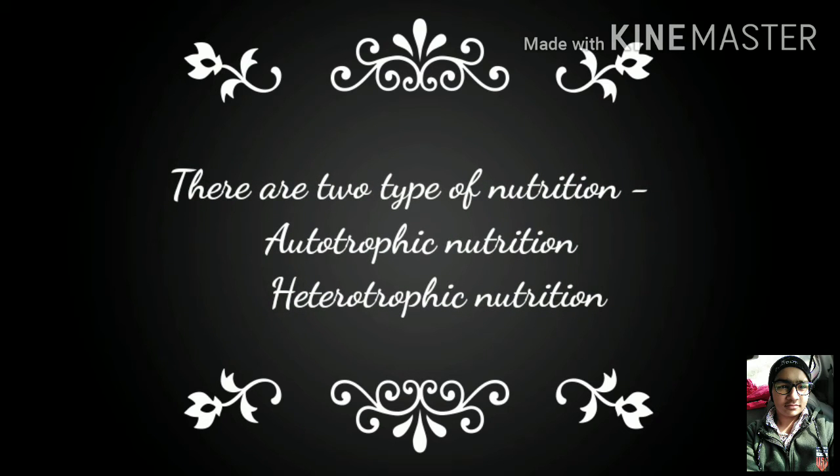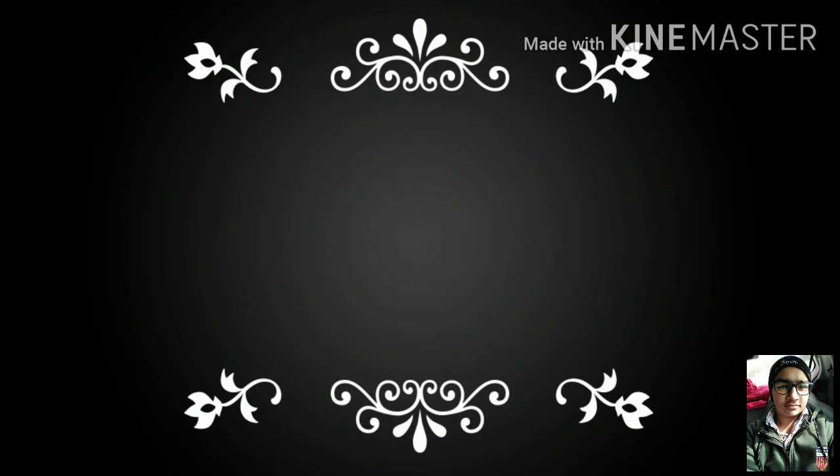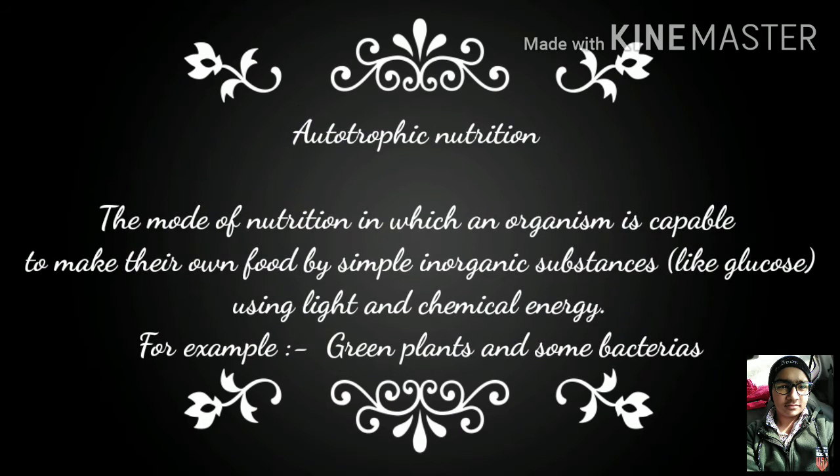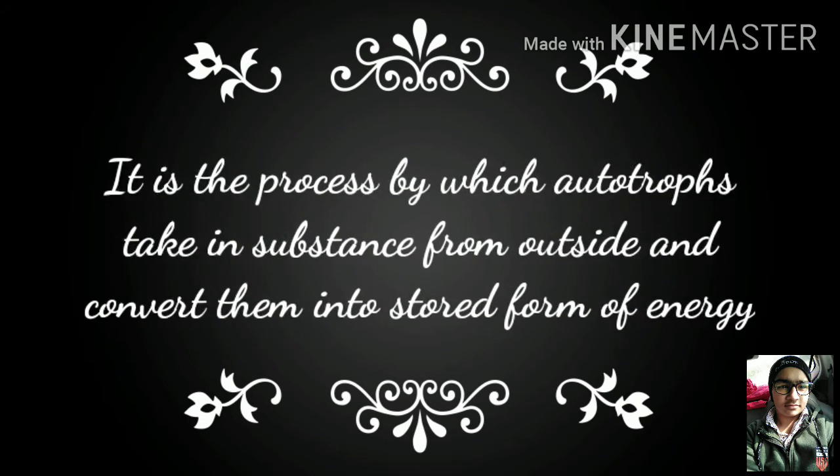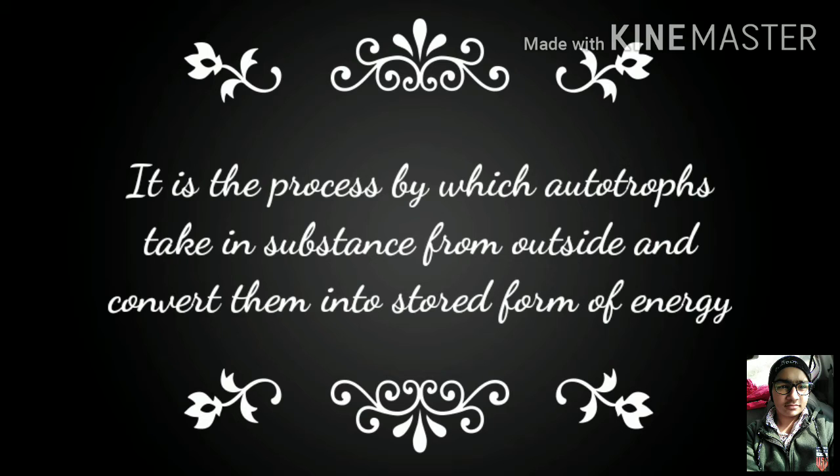On the basis of that, nutrition is divided into two parts: autotrophic nutrition and heterotrophic nutrition. So let's start with autotrophic nutrition, the mode of nutrition in which an organism is capable of making its own food from simple inorganic substances using light and chemical energy, for example, green plants and some bacteria. Or we can also say that it is the process by which autotrophs take in substances from outside and convert them into stored form of energy.